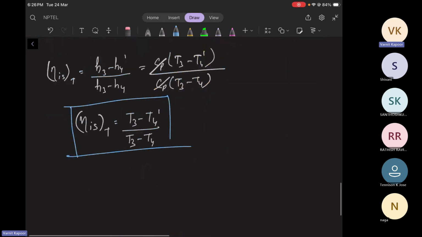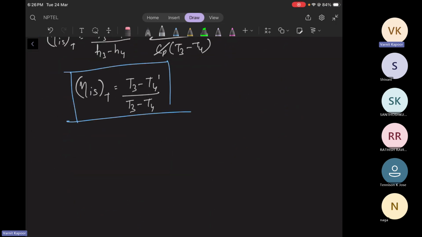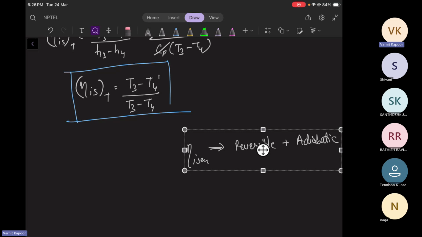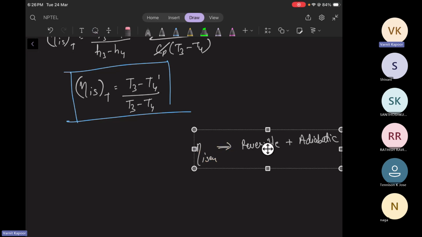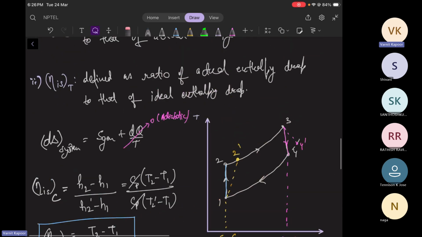Again, isentropic basically means, if anyone of you is still confused, reversible plus adiabatic. Reversible plus adiabatic. Let me move this here as a shortcut. All right, I think this will be fine.